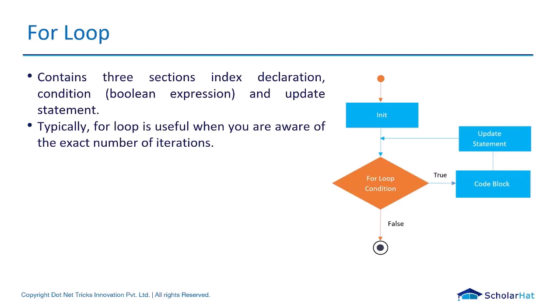Typically a for loop is useful when you are aware of the exact number of iterations. So this is the initialization code block. Then you enter the condition, then the code block is executed, then the update happens. This is the flow chart of it. We're going to see in VS Code how this is happening. So let's jump to VS Code and do some problems there.